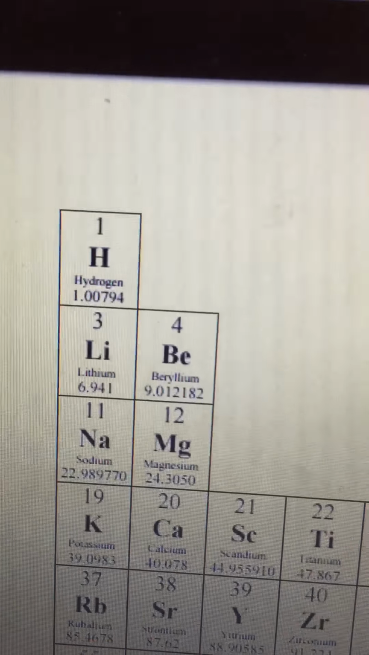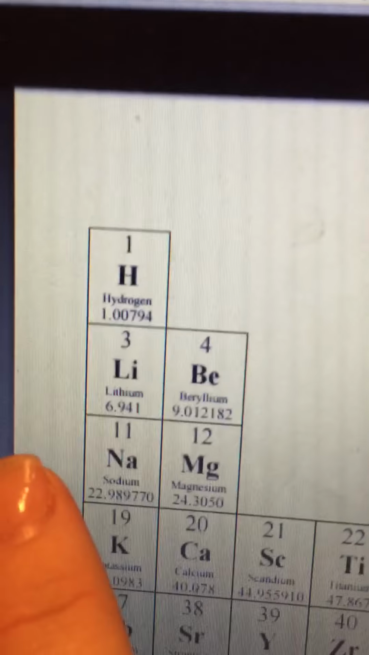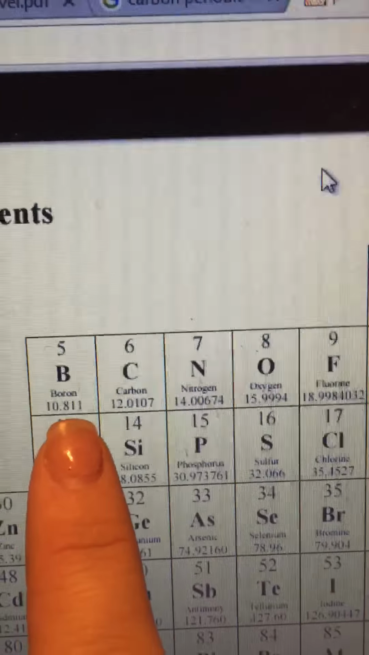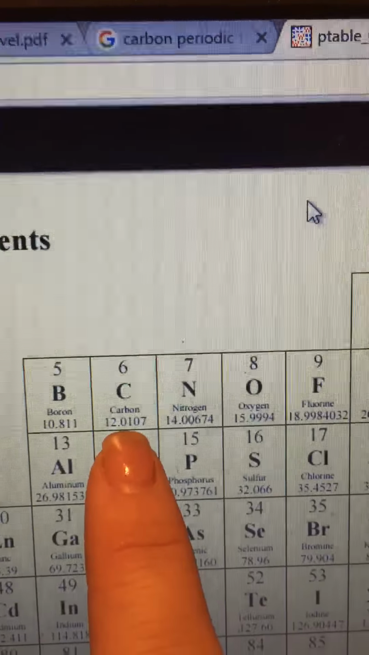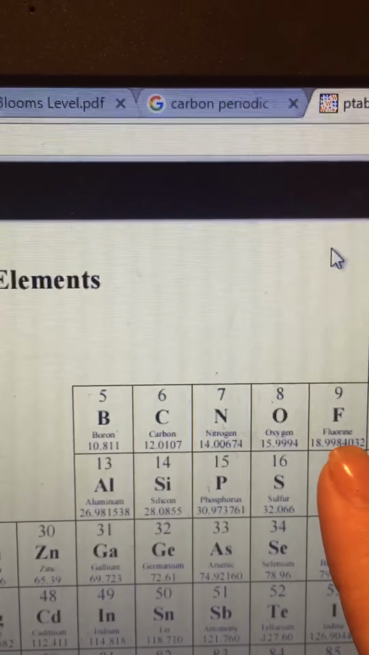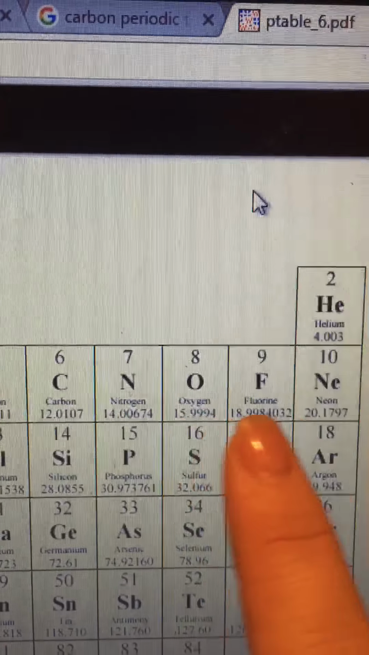Second pattern, here's our mass again. It's around 1, helium around 4, lithium around 7, beryllium around 9, boron around 11, carbon around 12. So there's no set number it increases by. However, every element's mass increases as you go along the table.